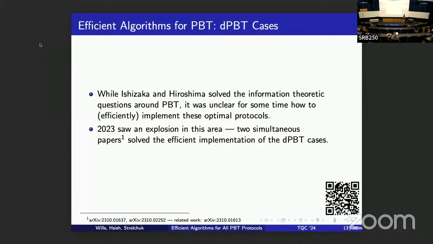I should say that between 2009 and 2023, there was a lot of interesting work done on PBT besides. So there were generalizations to qubits. There was this thing called multi-port-based teleportation to send more information simultaneously.